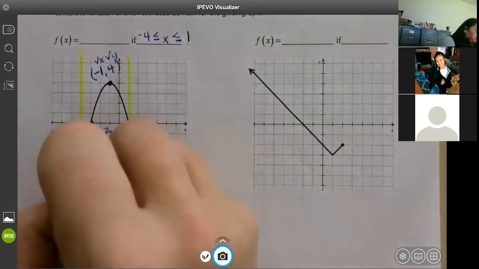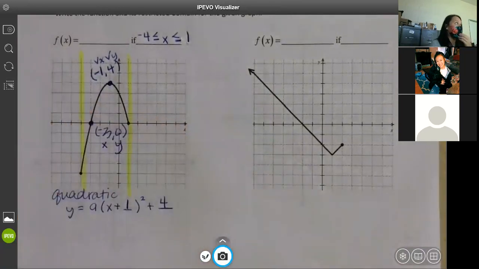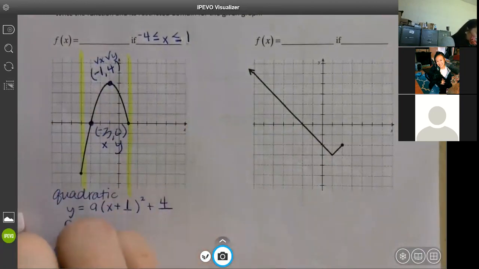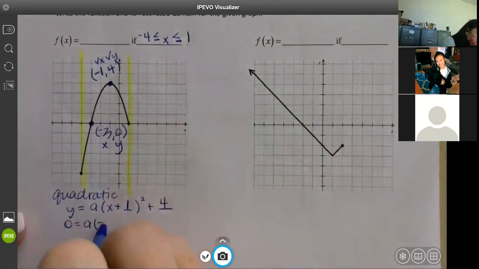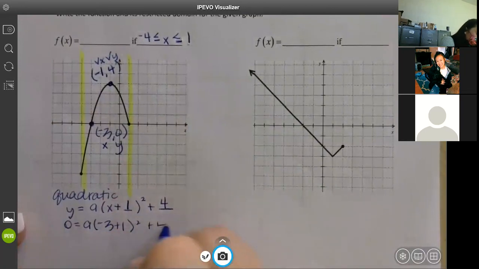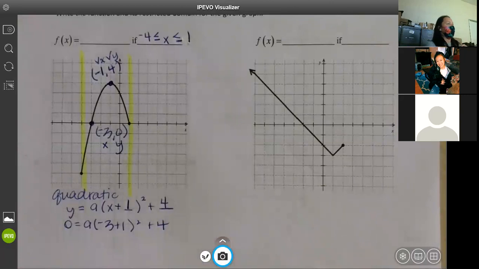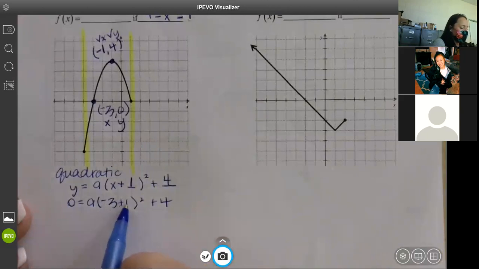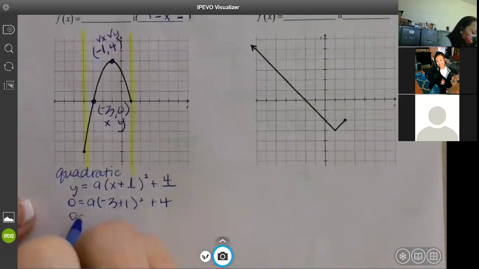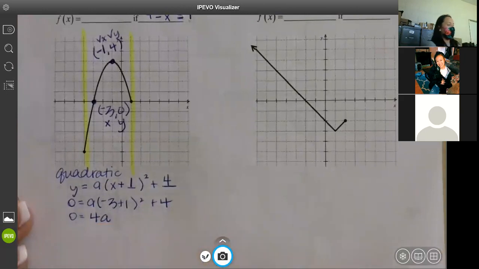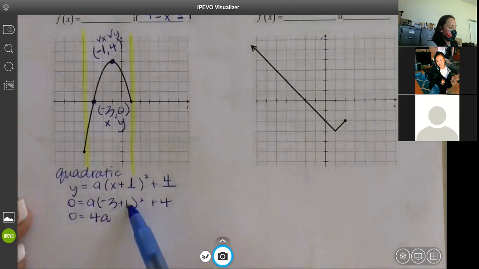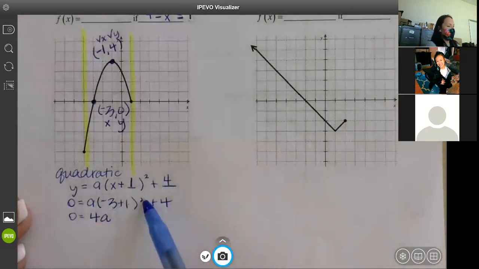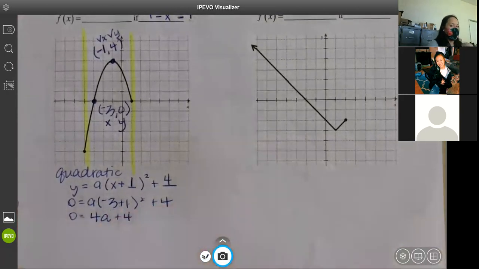Okay. This becomes your X and your Y. We're almost done, guys. Your Y is 0. Your X is -3. And then add 4. That X you will not change. You only change the vertex X. Clean it up. -3 plus 1 is -2. Squared is +4 times A is 4A. So one more time. -3 plus 1 is -2. -2 squared is +4 times A is 4A plus 4. How do I finish solving?